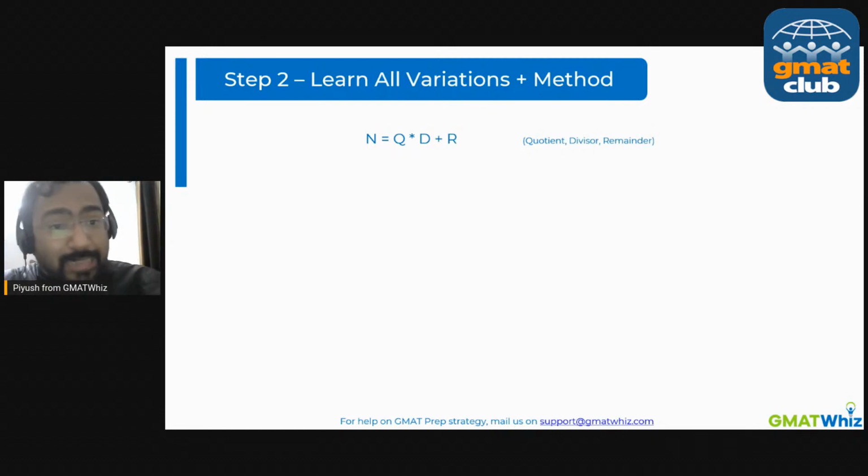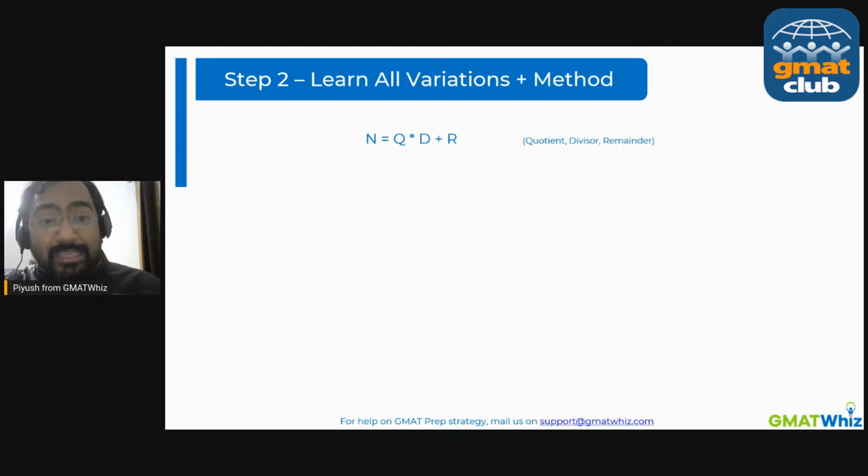Now, there's a question type which comes on GMAT, which says if a number is in the format, they won't say in the format QD plus R, but they will give you information where you can represent it in this format. And then they say if the same number is divided by another number, find the remainder. So the question could be as simple as this. If, let's say, a number is divided by 12, it gives a remainder 5. What is the remainder when the number is divided by 6?